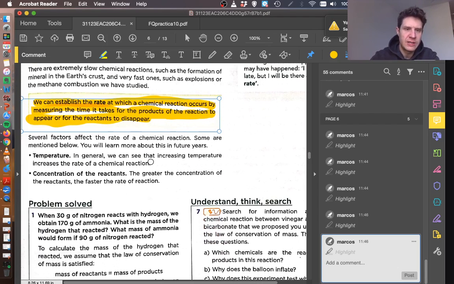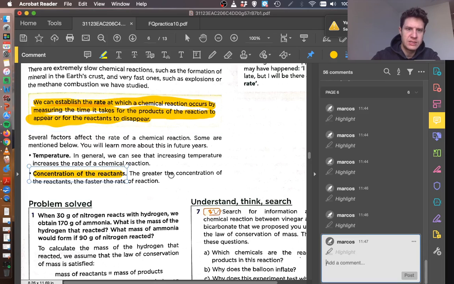Temperature. In general, we can see an increase in temperature in the reaction. Normally, most reactions generate heat, like burning a paper or burning methane, natural gas. Concentration of reactants: the greater the concentration of the reactants, the faster the rate of reaction.